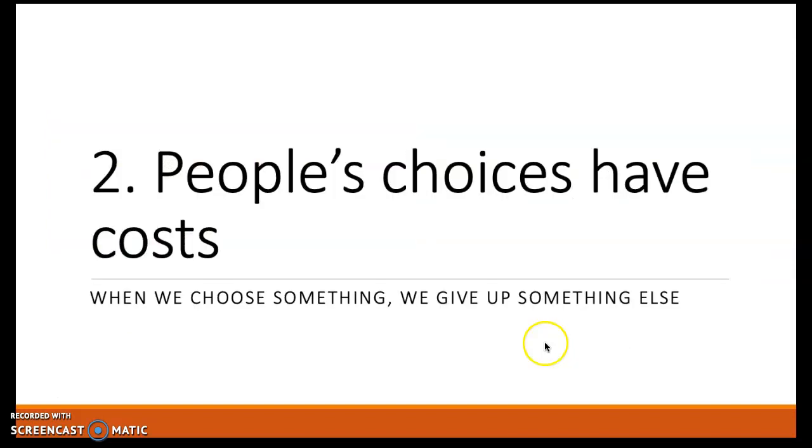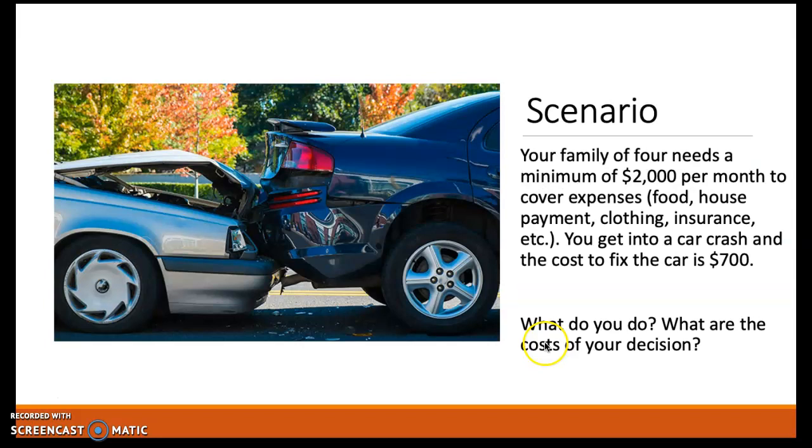Number two, people's choices have costs. When we choose something, we give up something else. So not necessarily only monetary costs in the form of money, but also costing us maybe other experiences. So let's say you have a family of 4 and you need at least $2,000 a month to cover expenses, and you don't make more than $2,000 a month. But you get into a car crash and the cost to fix that car is $700.